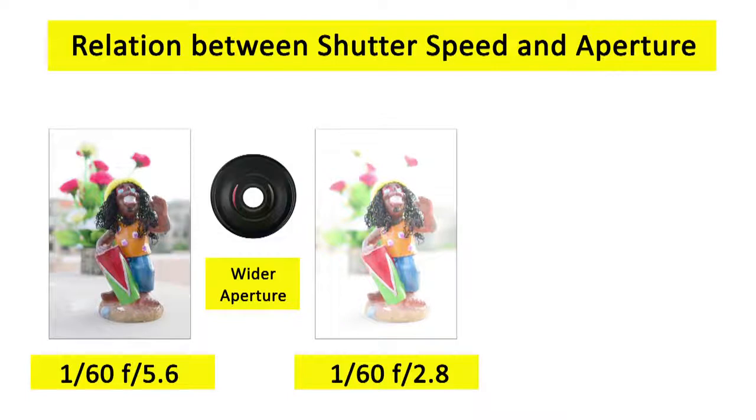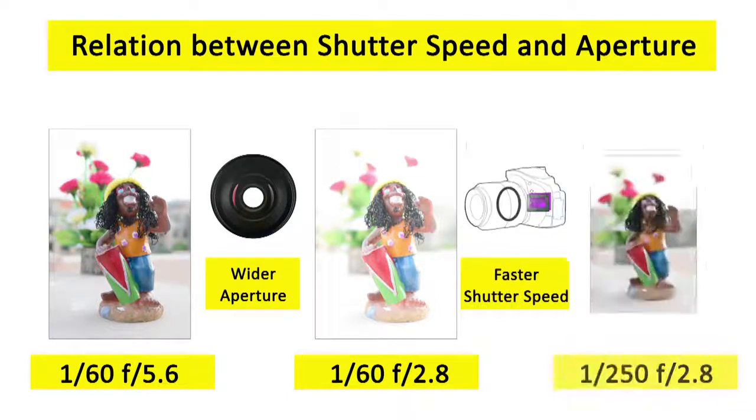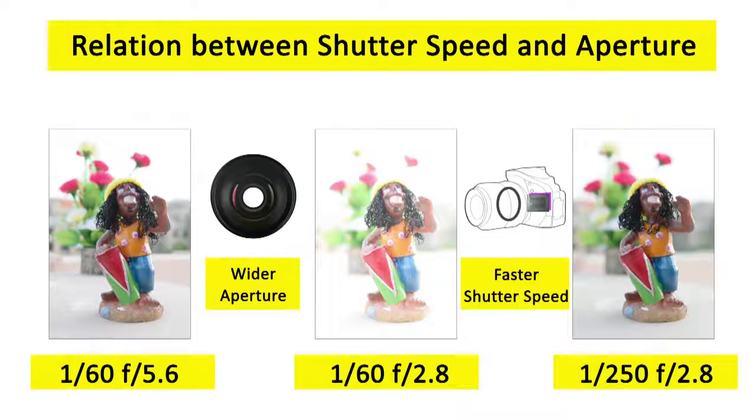Hence at shutter speed 1/60th of a second and aperture f2.8, you will get a very good shallow depth of field, but the exposure is overexposed. In order to compensate for that, you need to increase the shutter speed. Hence you will get a good shallow depth of field with a properly exposed image.